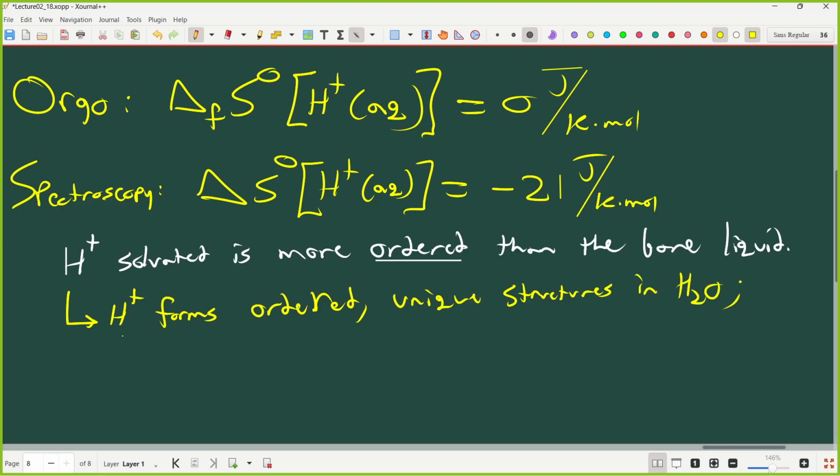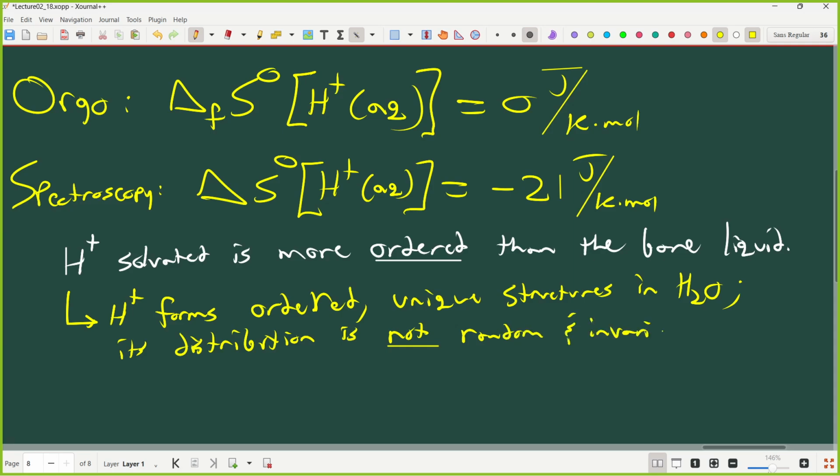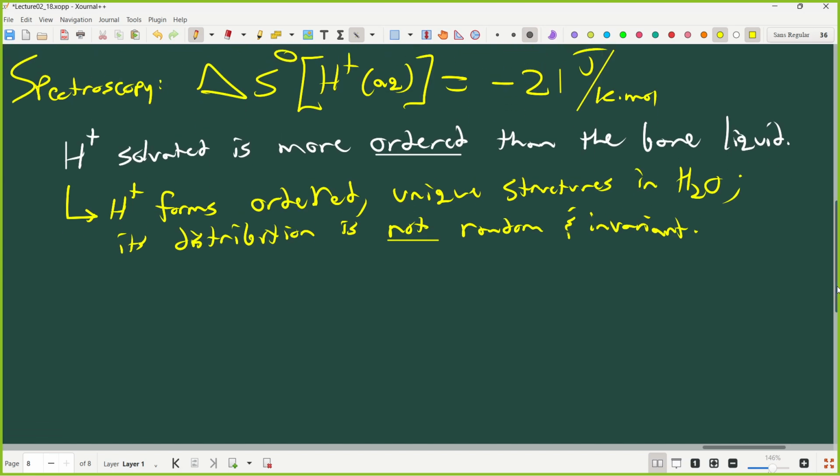So that means that its density, its distribution, is not random and invariant. It goes backwards. It orders the water. Water with acid is more ordered than water without acid. And the reason why is really beautiful. It turns out that solvated protons form two different structures.